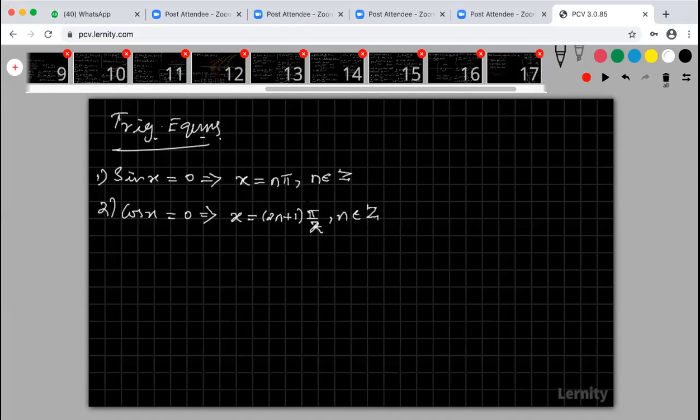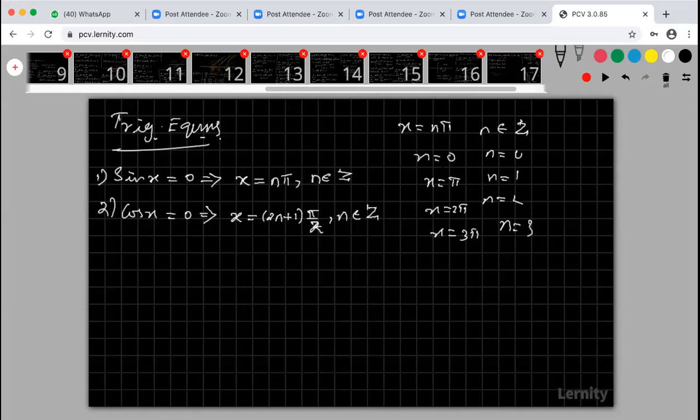Why, sir? How are we saying that? If you take x is equal to n pi, where n belongs to Z, put n is equal to 0, then x is 0. Put n is equal to 1, x is pi. Put n is equal to 2, x is 2 pi. Put n is equal to 3, x is 3 pi.